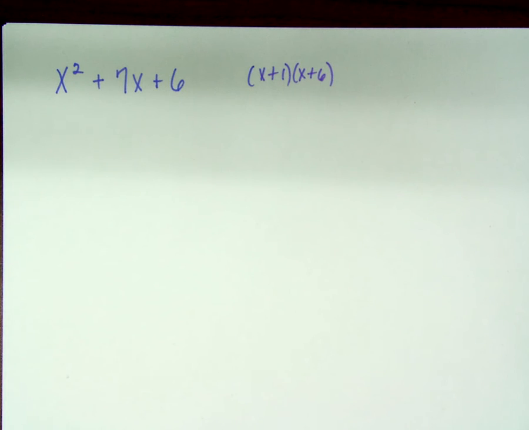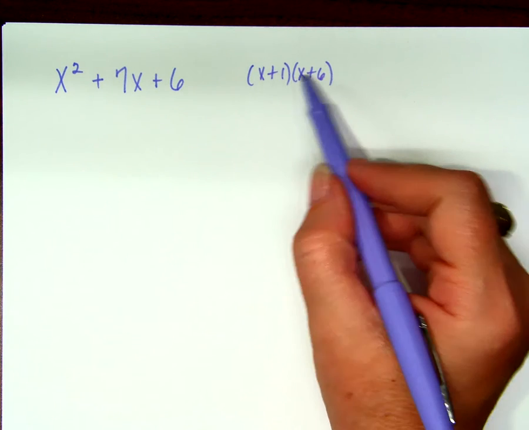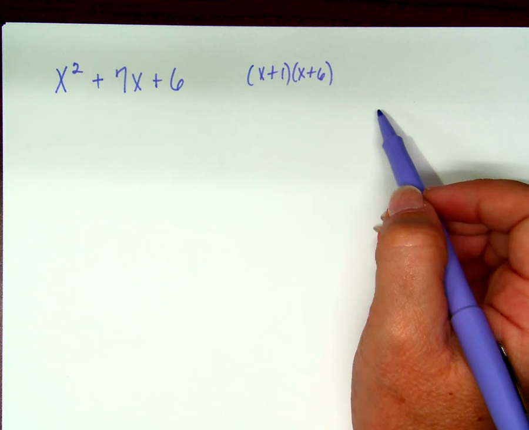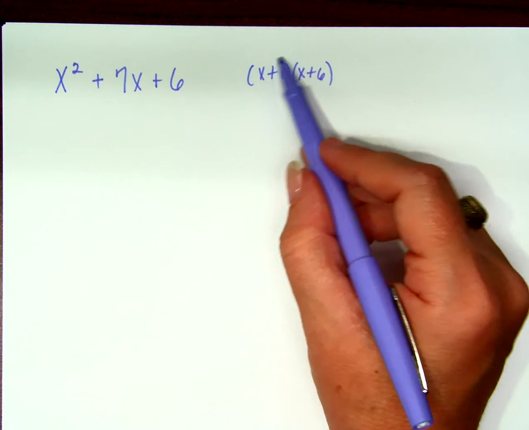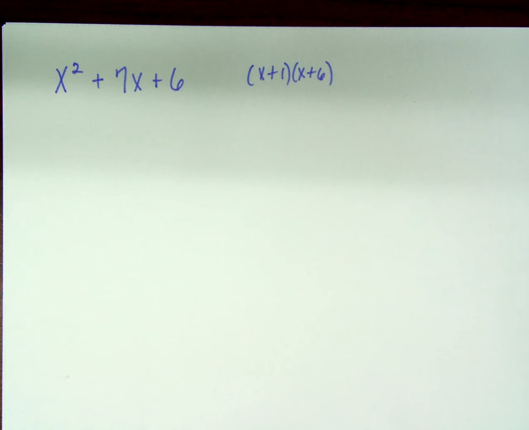And I could figure out for sure if that was the answer by checking it, right? I don't even have to write anything down. I can do all that in my head, right? x squared, 6x and 1x is 7x, and then 6. So yes, that's the right answer, right?